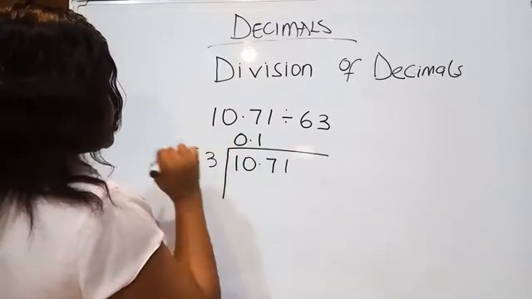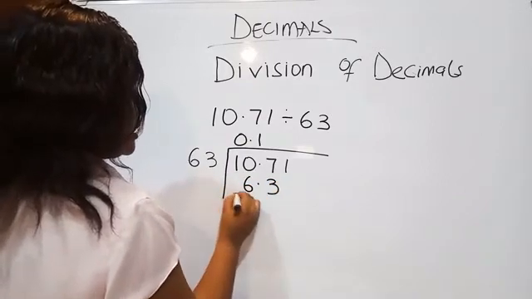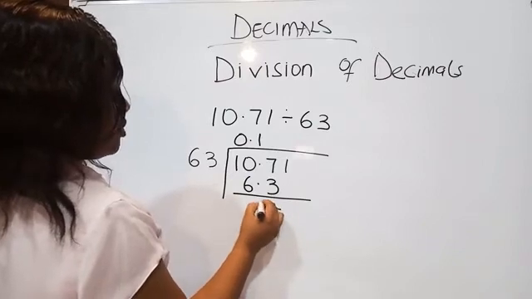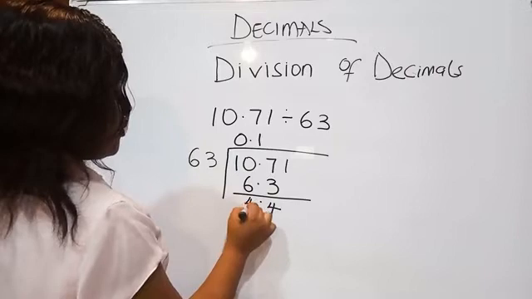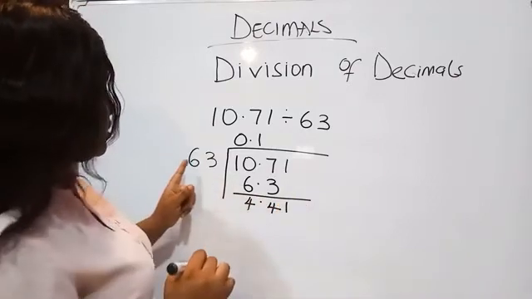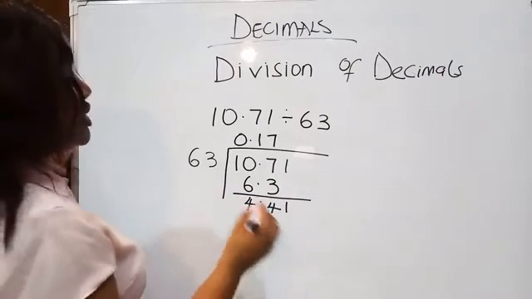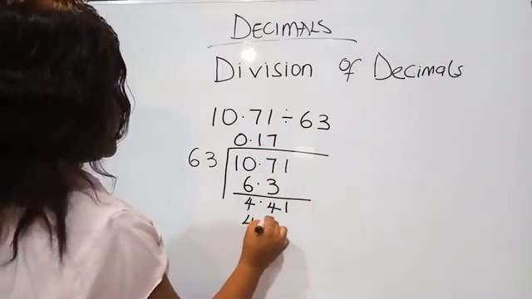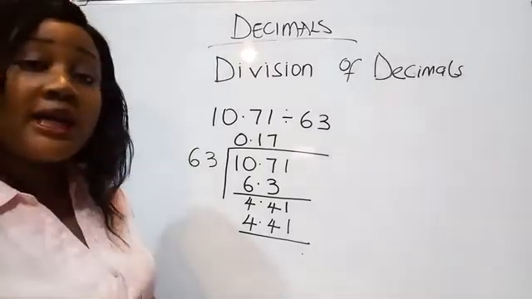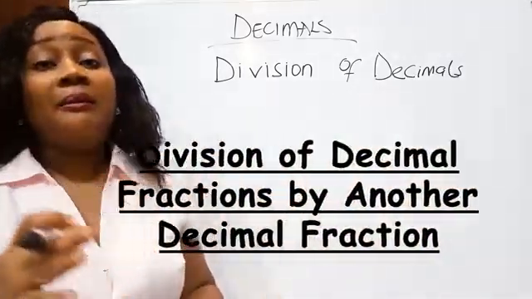So 0.1 times 63 gives us 6.3. And we have here, of course, 7 minus 3 gives us 4. We have 10 minus 6 gives us 4. And of course 63 can't go here. We bring down our 1. So 63 divides 4.41 gives us 0.07 actually. Then 7 times 63, you have 4.41, and of course 0, 0, 0. So the answer is 0.17.